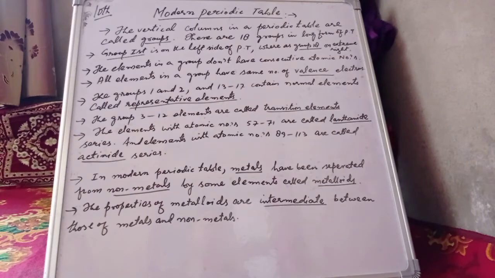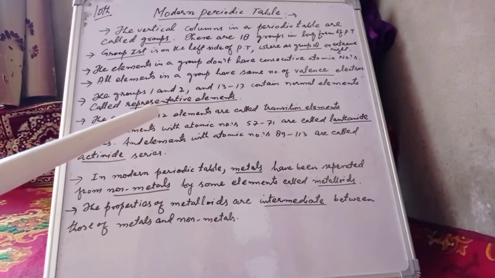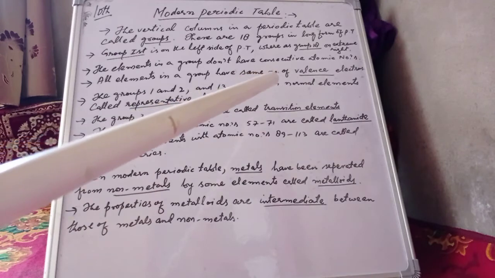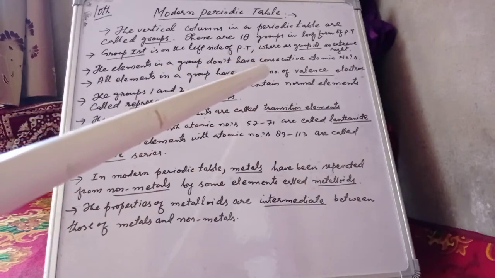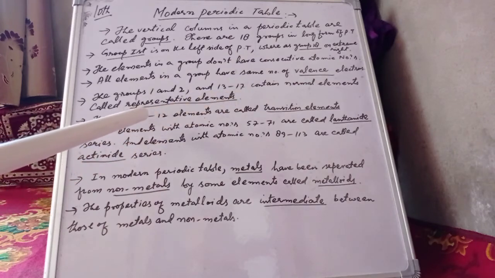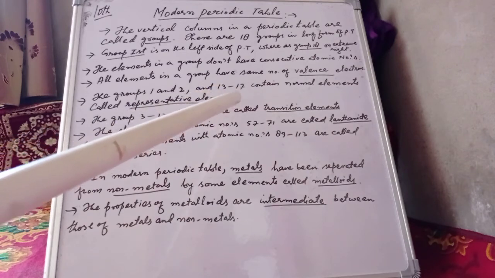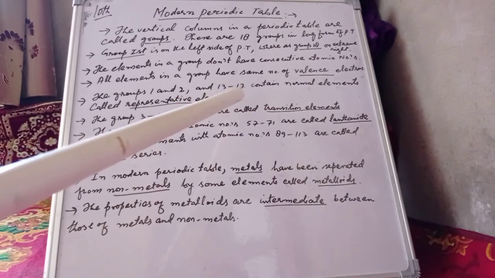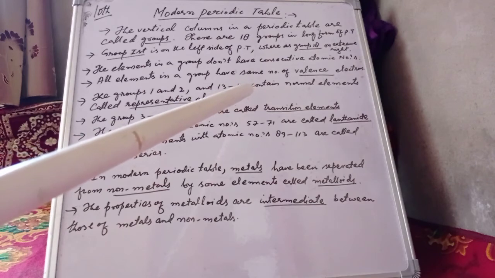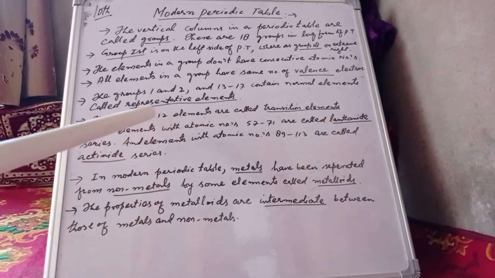Got it here? Dear students, similarly, the elements of groups 3 to 12, starting from group 3 to group 12, are called transition elements, or sometimes d block elements. In this group of elements from 3 to 12, the outer shells, or we can say the penultimate shells, the last but one shell, are incomplete. They are incomplete, in the process of being filled with electrons. You have to remember this very point.